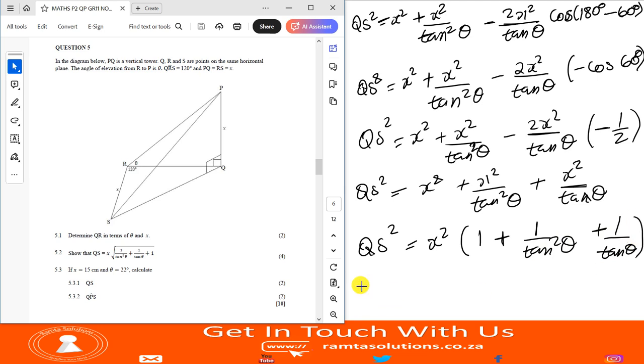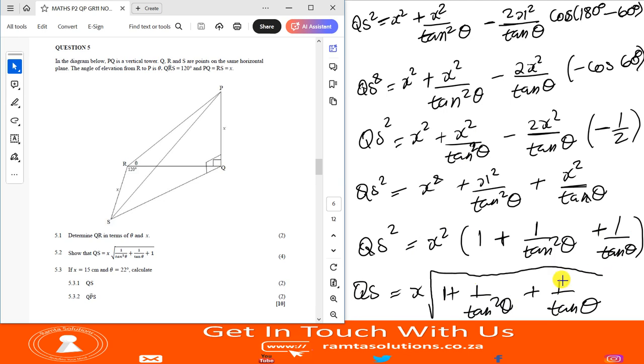Now, what is QS? QS is the square root of this. The square root of x squared will be x, and the square root of whatever is inside the bracket will be 1 plus 1 over tan squared theta plus 1 over tan theta. Remember, it's the square root. So this is your answer.